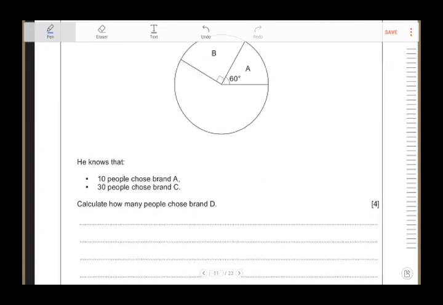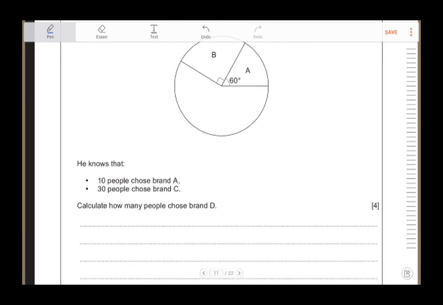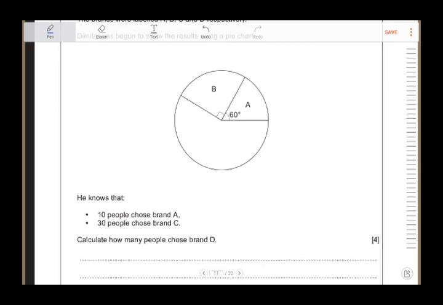He knows that 10 people chose brand A. Okay, I'm going to add that to the diagram. I'm going to put an arrow there and say that is 10 people. I won't get any marks for that. It's just helping me look at that diagram and linking that information to that piece easier.